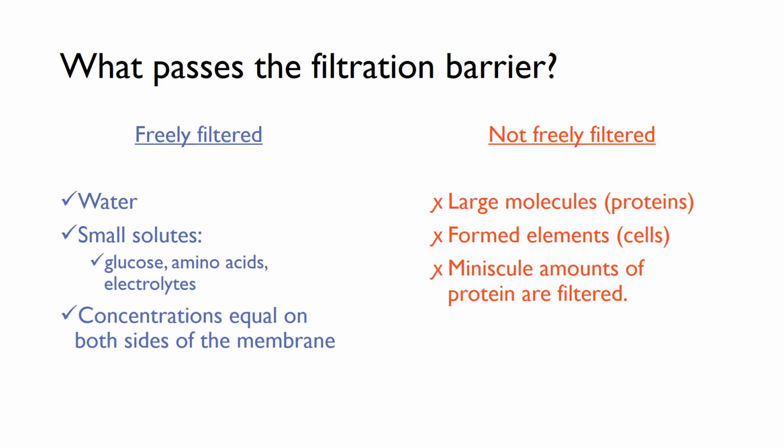Things that are not freely filtered are going to be larger molecules like proteins. We call these formed elements, but really cells. So a red blood cell or a white blood cell is definitely too big to get through that glomerular filtration barrier. And if it does and it shows up in the urine, then there's a problem. Technically, very, very minuscule amounts of protein should be filtered.